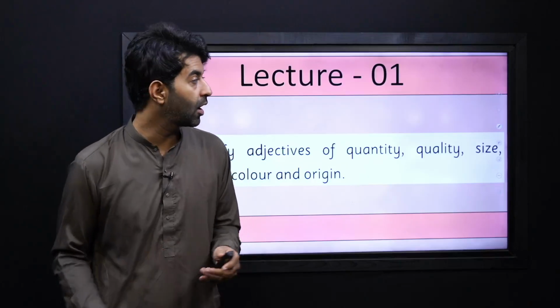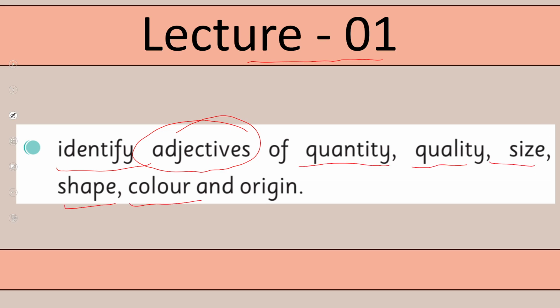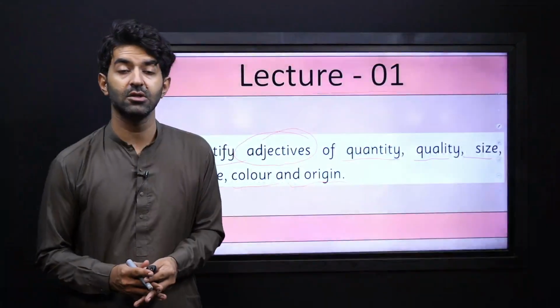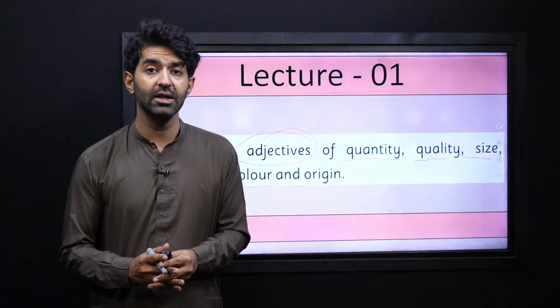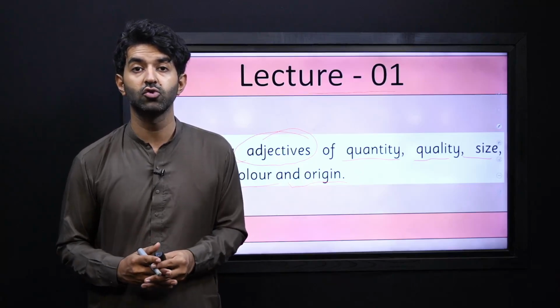Now, let's talk about our lecture number 1, which we will be covering in the very next lecture after this introduction. It says, identify adjectives of quantity, quality, size, shape, color, and origin. Now, students, we know that adjective is a part of speech and it tells us about the quality and different types of things that we need to know about a noun.